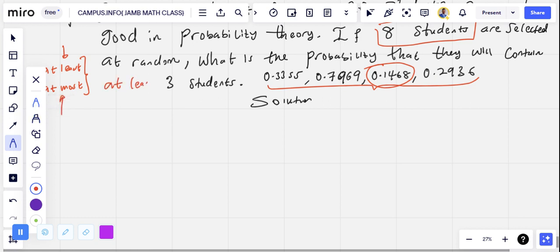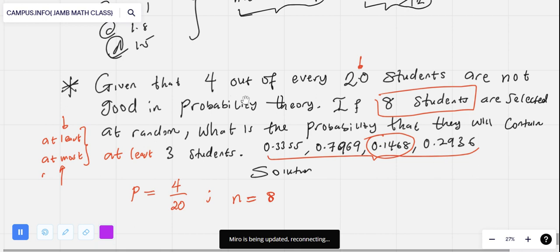At least three students, which simply implies that my p still remains as 4 out of every 20 students, right? My number of sample space is the 8 students I select at random. I'm not considering 20. Guys, don't use 20, because in the question you are seeing 4 out of every 20 students. You might think the population is 20. And be very careful. You are using the sample.